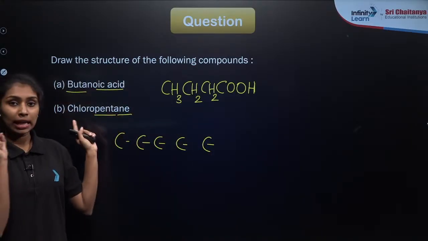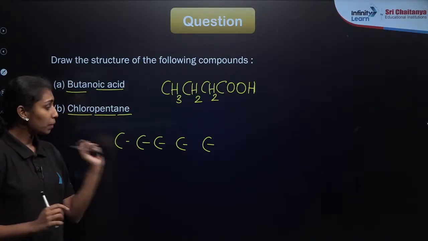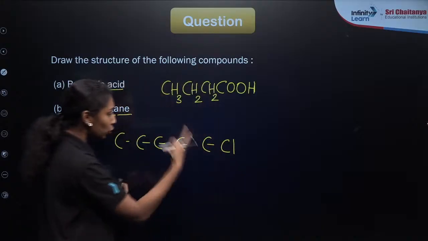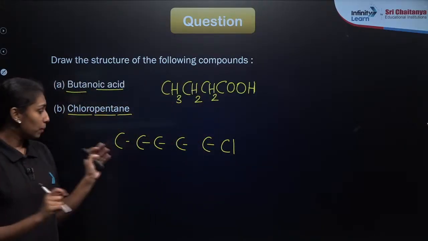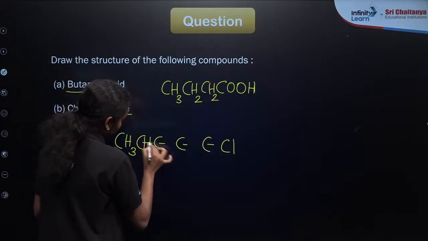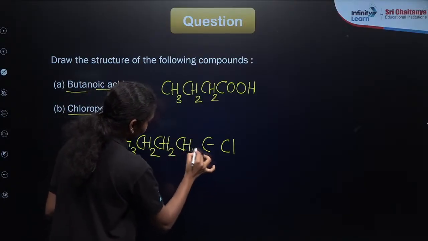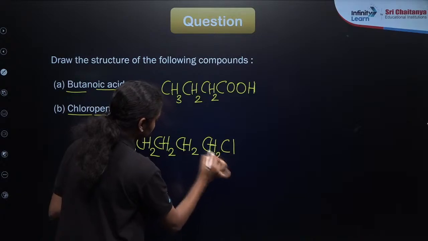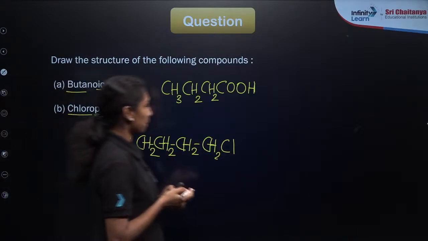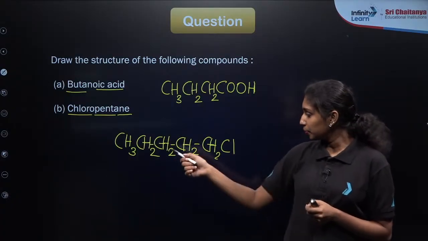Then, here the substituent is given as chloro, which means any one of the carbon atoms is containing chlorine as the substituent. So, I will add chlorine here. Now, we need to balance the valency of carbon by adding hydrogen atoms. So, it will be CH3, CH2, CH2, CH2, CH2, Cl, right? Is that clear? This will be the structure of chloropentane.